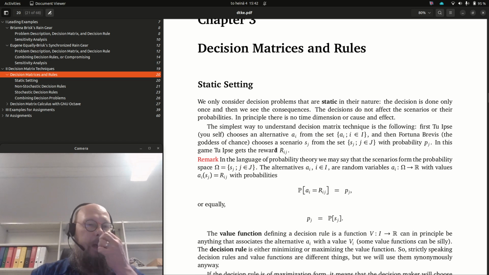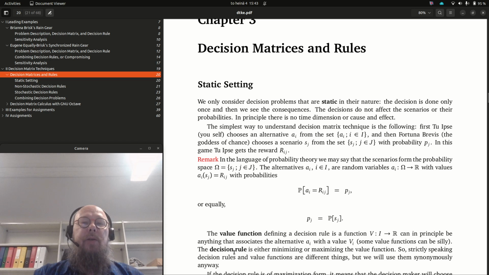What else do we need in this decision matrix business? We need a value function. A value function, which is also called the decision rule, is just any function v from I to R. This associates the alternative A_i with the value v_i. And this can be any function, to be honest. But of course, some value functions are silly, and we will later see some non-silly value functions to choose from.